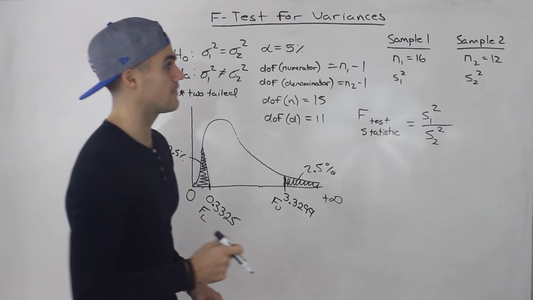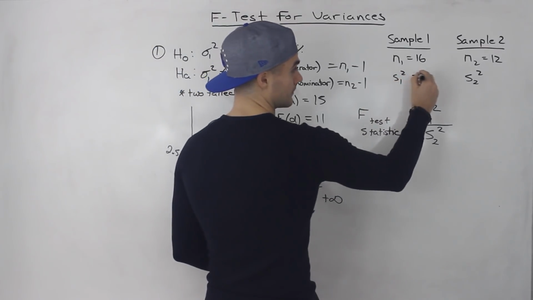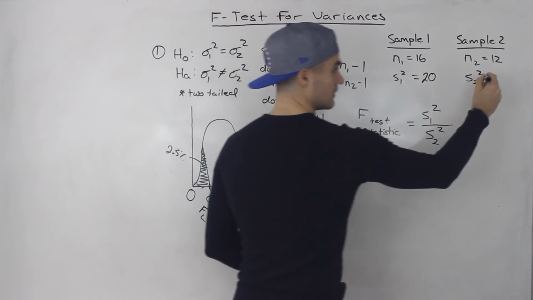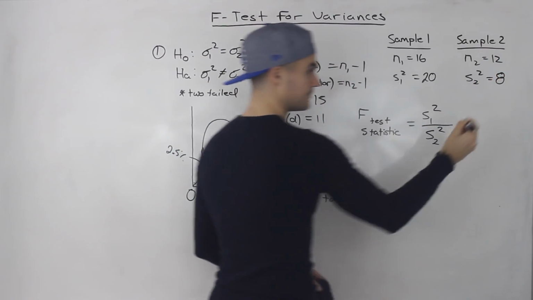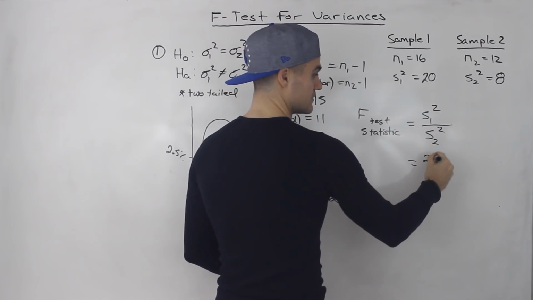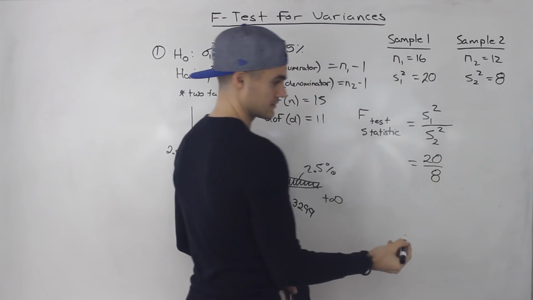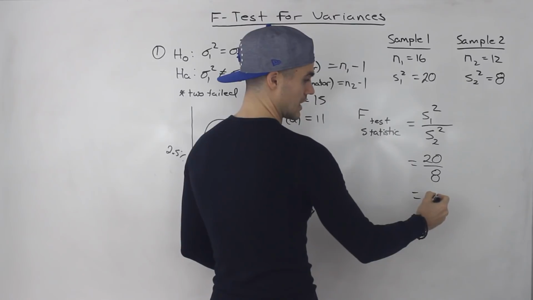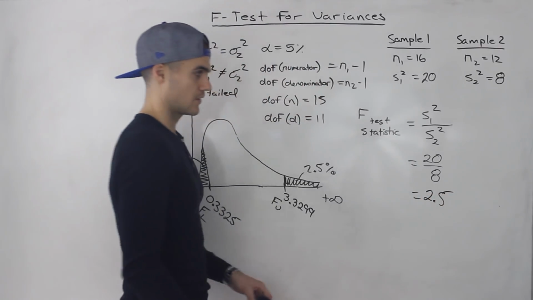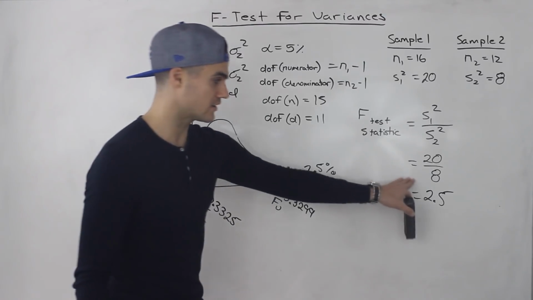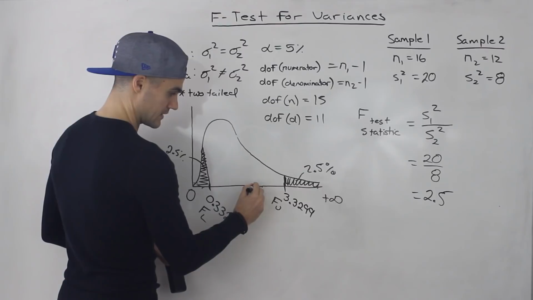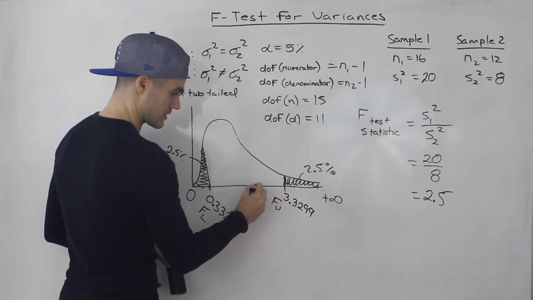So let's pretend that, let's say this sample 1 variance, we got like 20, and this was like 8, right? So the test statistic would be 20 divided by 8, which would give us 2.5. Right, so that would be the F test statistic. And where does that 2.5 fit on this diagram? It fits about, let's say, right here.